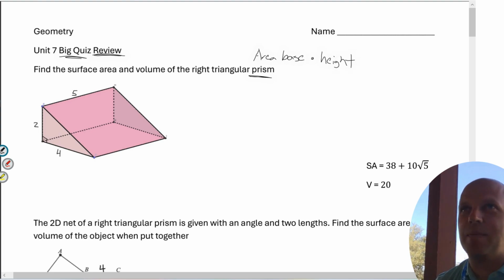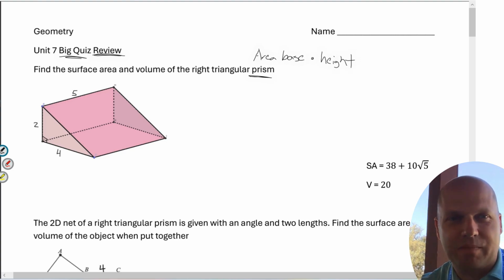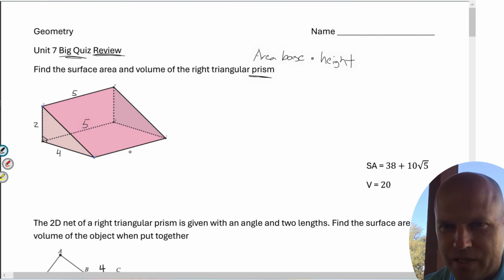Area of the base times the height. Height might not be a height that's readily apparent. It might be a different height. Just make sure you notice what the height would be here. Sometimes prisms can be on their side.